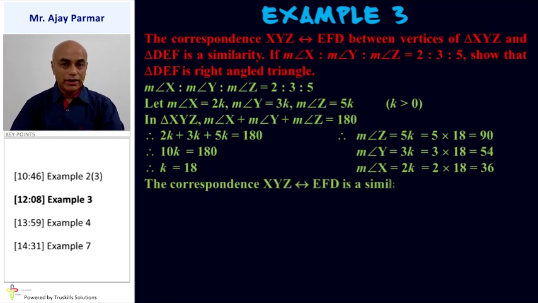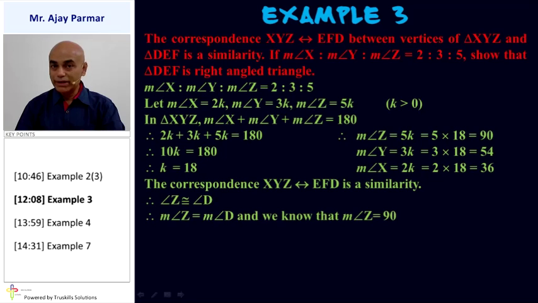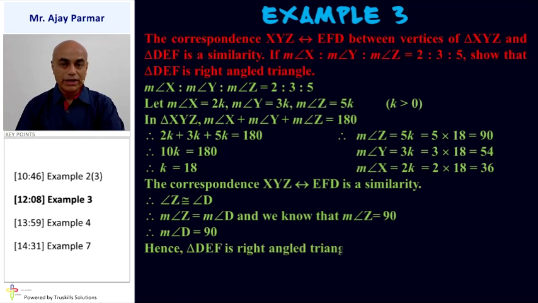Now, according to the given correspondence, XYZ to DEF is a similarity. That means measure angle Z and measure angle D would be equal. But we know that measure angle Z is 90. That means measure angle D is 90. One of the angles of triangle DEF is a right angle. That means triangle DEF is a right angled triangle.